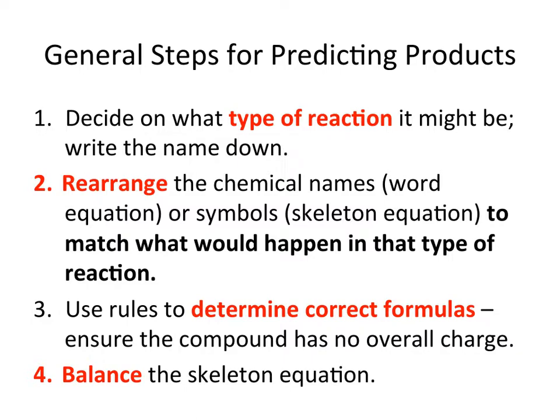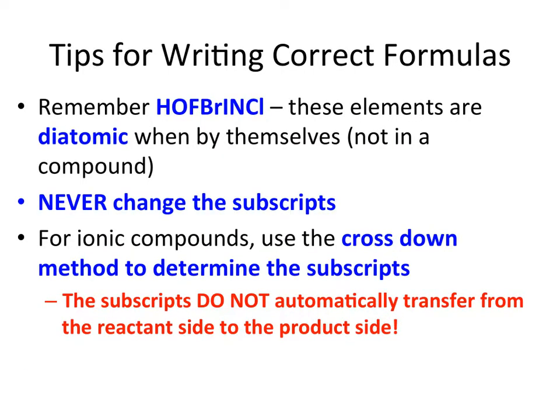Rearrange the chemical names or the symbols, if you're talking about a skeleton equation, to match what that general formula is showing. Determine the correct formulas, usually through the cross-down method if it's an ionic compound. If it's covalent, you'll just have to remember some of the main compounds that are created. And finally, balance the skeleton equation.